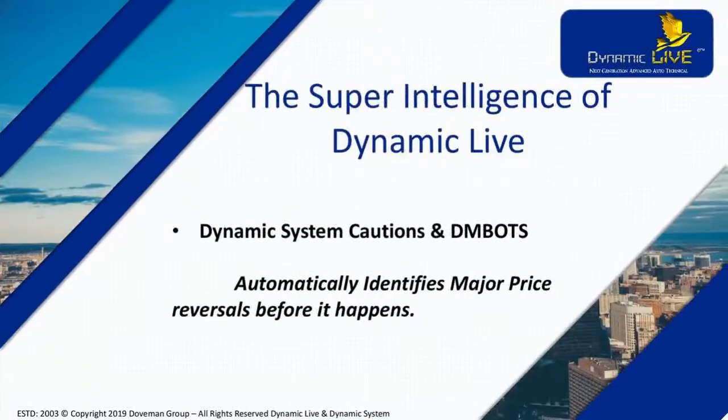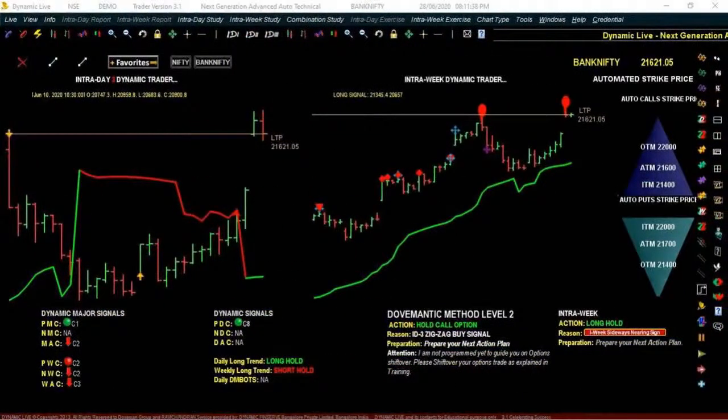And then we also have these dynamic system cautions and DMBOTs. Now as I was telling you earlier, the temporary price reversals are identified by these zigzag cautions, but the major price reversals are identified by these dynamic system cautions. Any stock or any index that you take, before any major movement, right at the top or right at the bottom, these dynamic system cautions will appear.